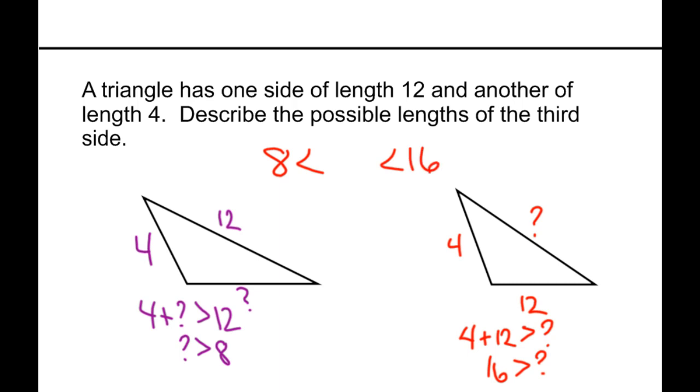I'm going to put a variable in the middle there. It doesn't really matter what you put. We all like to put x because that's the one we always use. But that x tells you that any number between 8 and 16, not being 8 or 16, could be my third possible side length. So any number greater than 8 but less than 16.